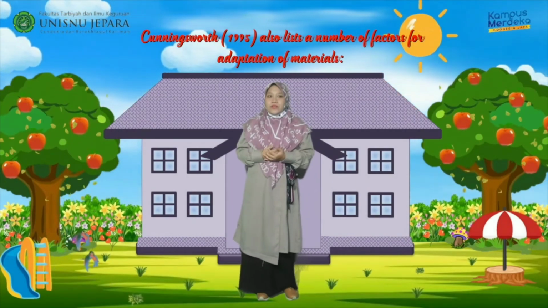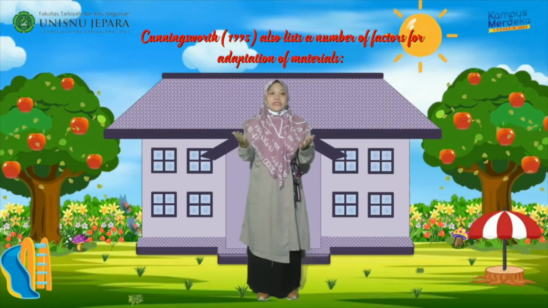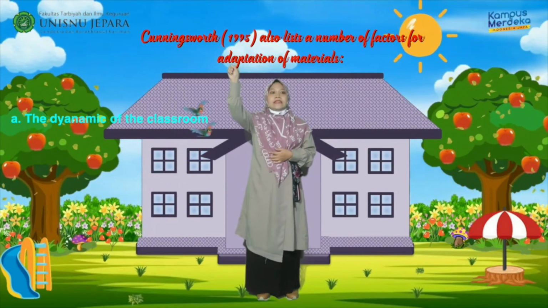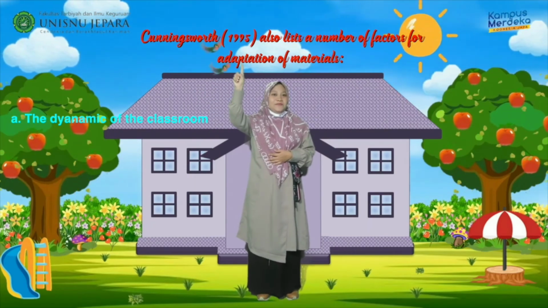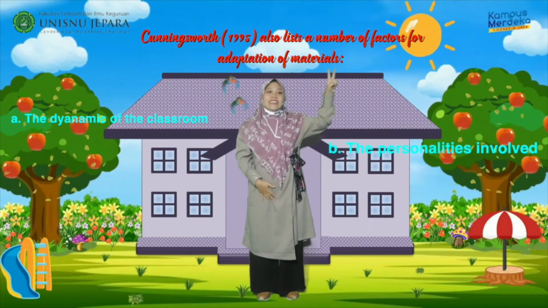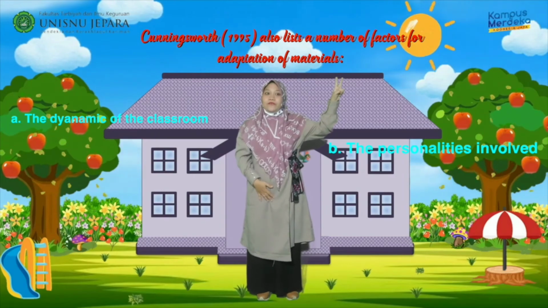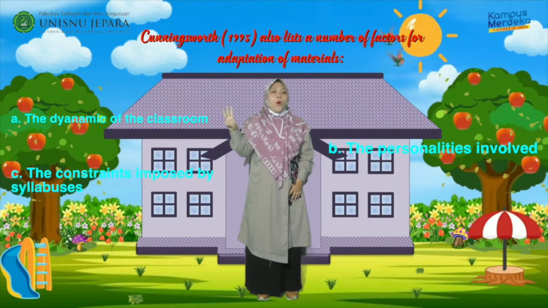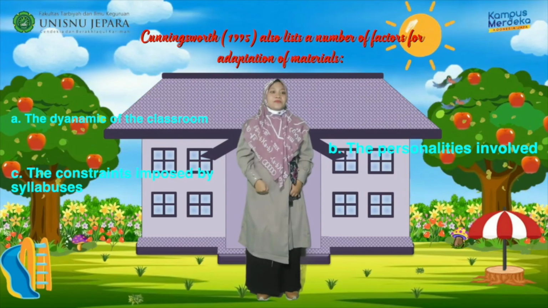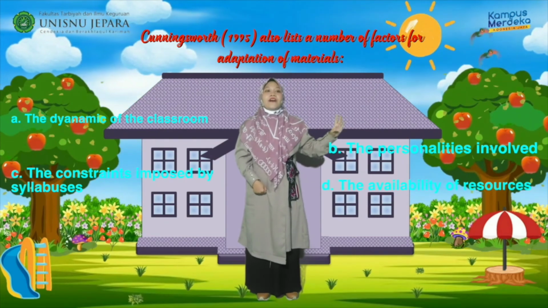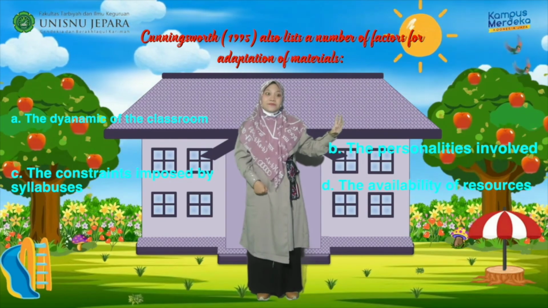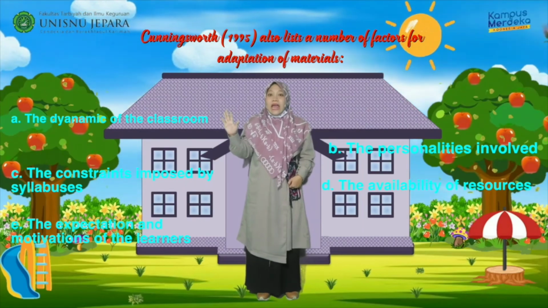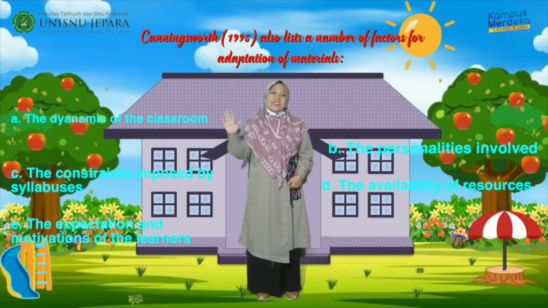Cunningsworth also lists a number of factors for adaptation of materials. The first, the dynamics of the classroom. The second, the personalities involved. The third, the constraints imposed by the syllabus. The fourth, the availability of resources. And the fifth, the expectations and motivation of the learners.